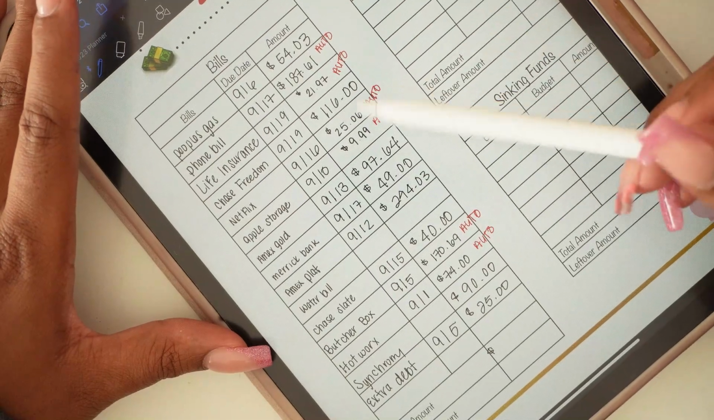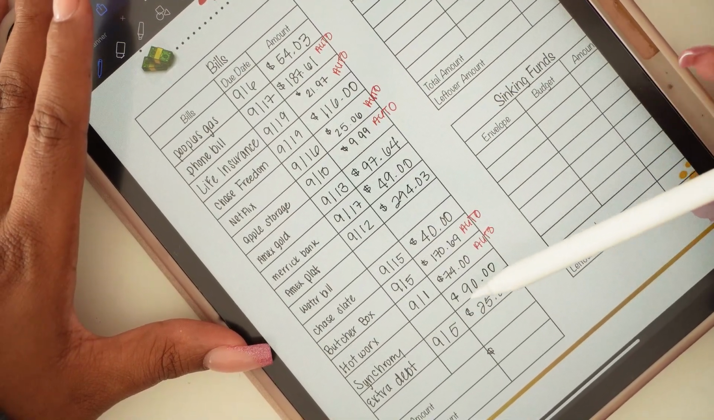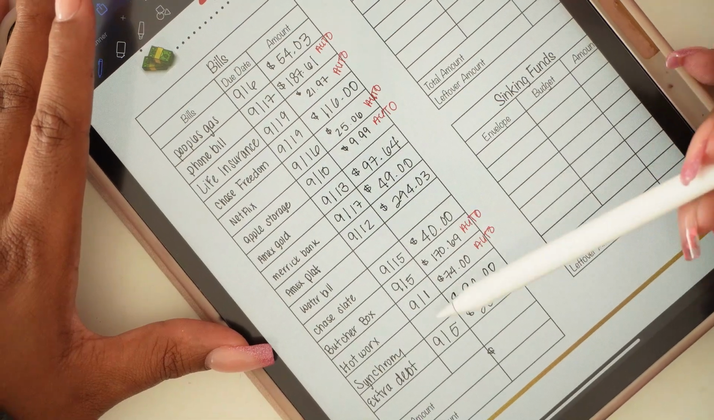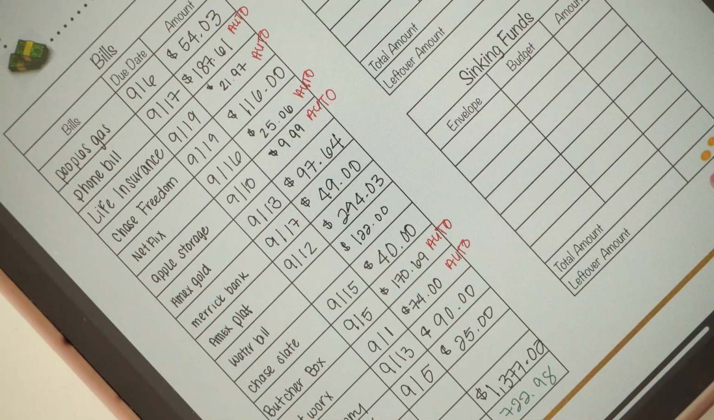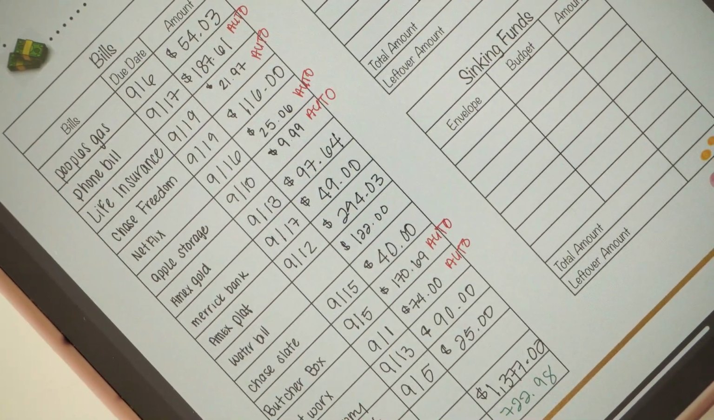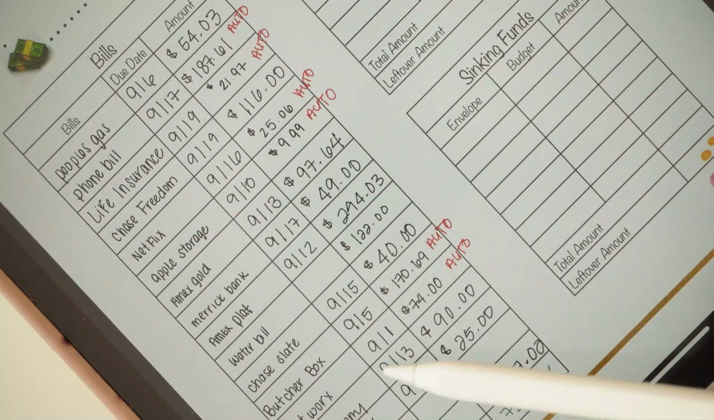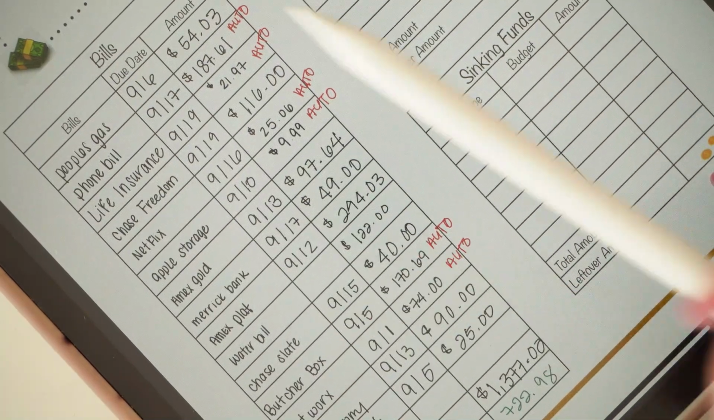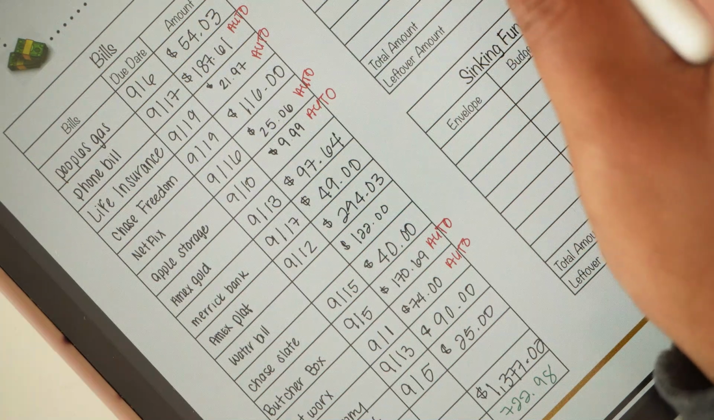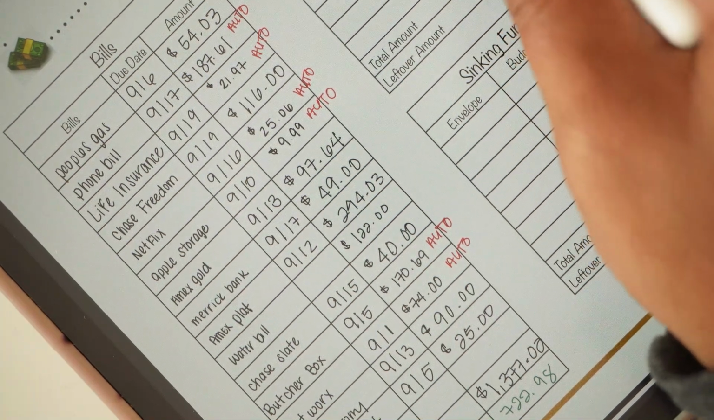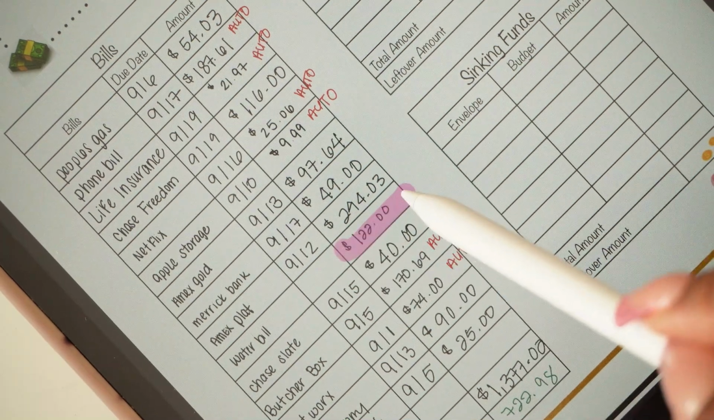So give me 1 second. I'll be right back. I have to fill in the water bill and this one. I don't remember the due date. So give me 1 second. Okay, so I just went through and filled in the due date for this one. The water bill, I'm gonna highlight this pink. That's pending.